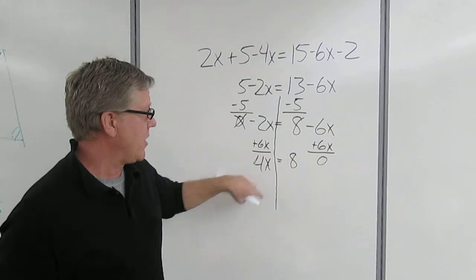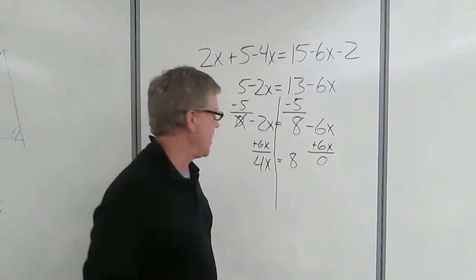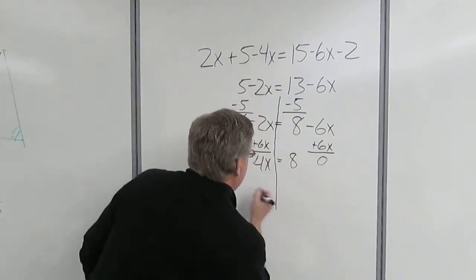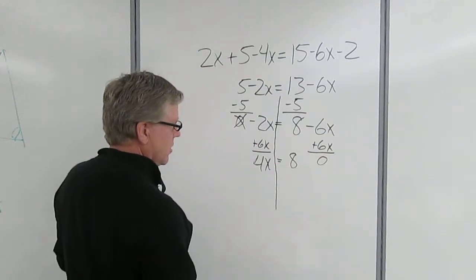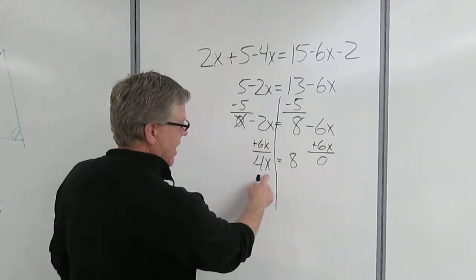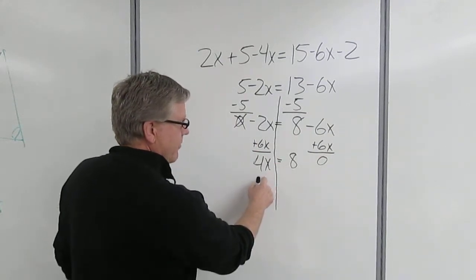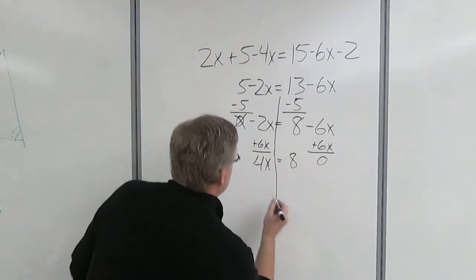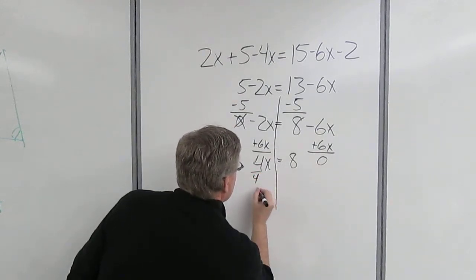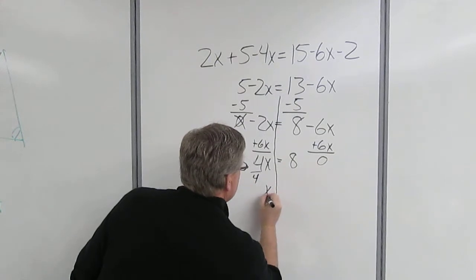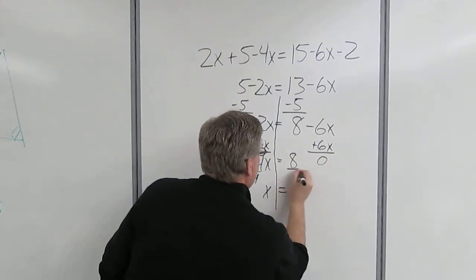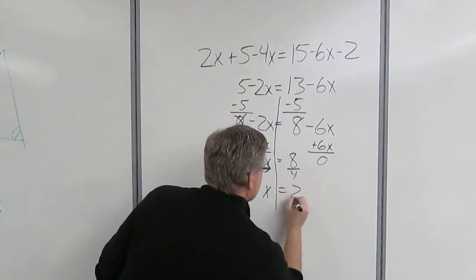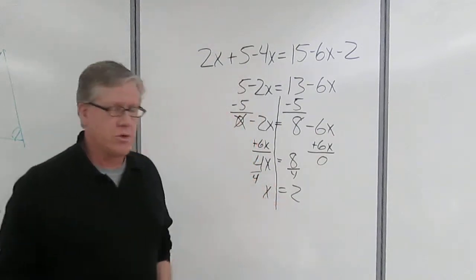So now what do we want to do on both sides? We want to get x by itself. So if we divide each side by 4, wouldn't that put x over here by itself? So 4 divided by 4 equals 1. So that's going to leave me with x equals, 8 divided by 4 equals 2, x equals 2.